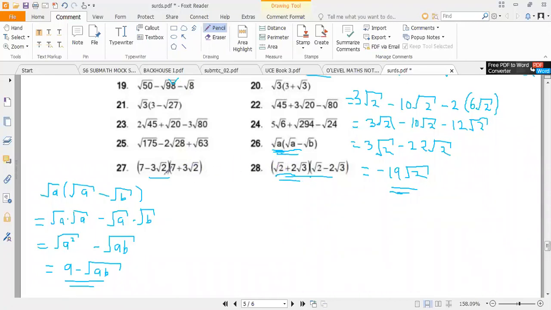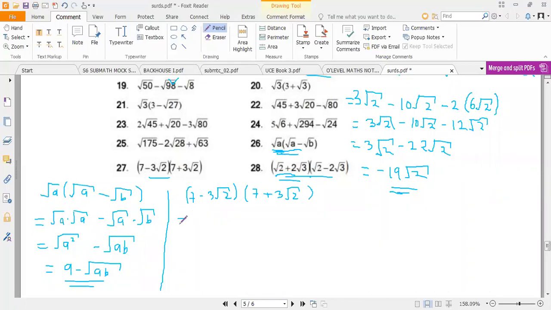What if now we are opening a bracket on number 27? So if you are dealing with number 27, which is 7 minus 3 root 2, being multiplied into 7 plus 3 root 2.